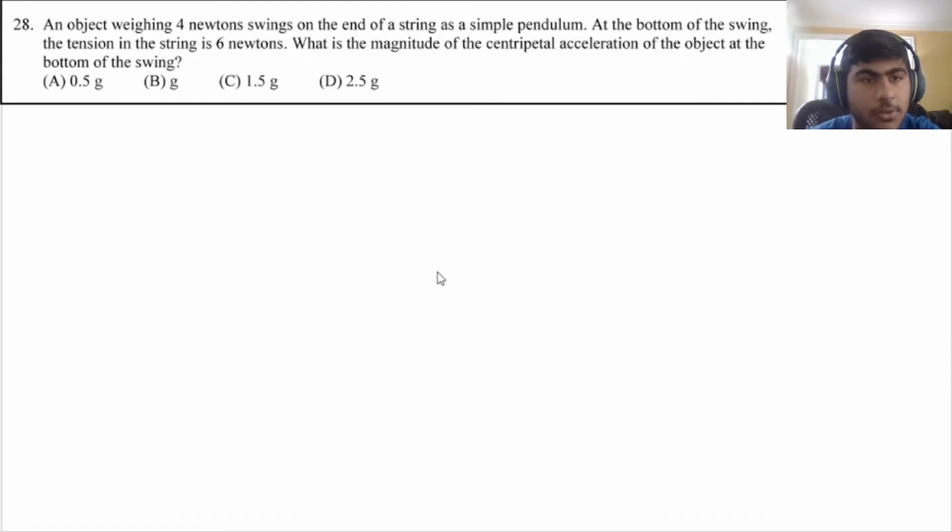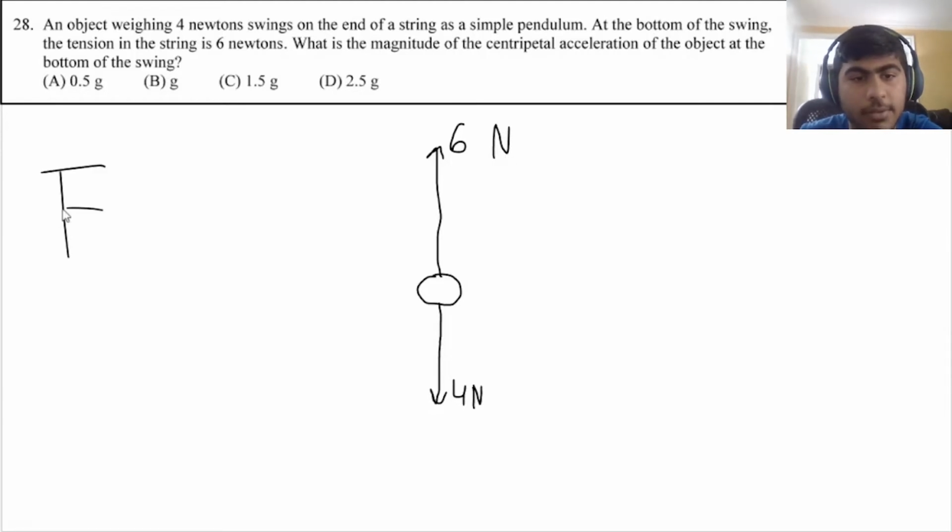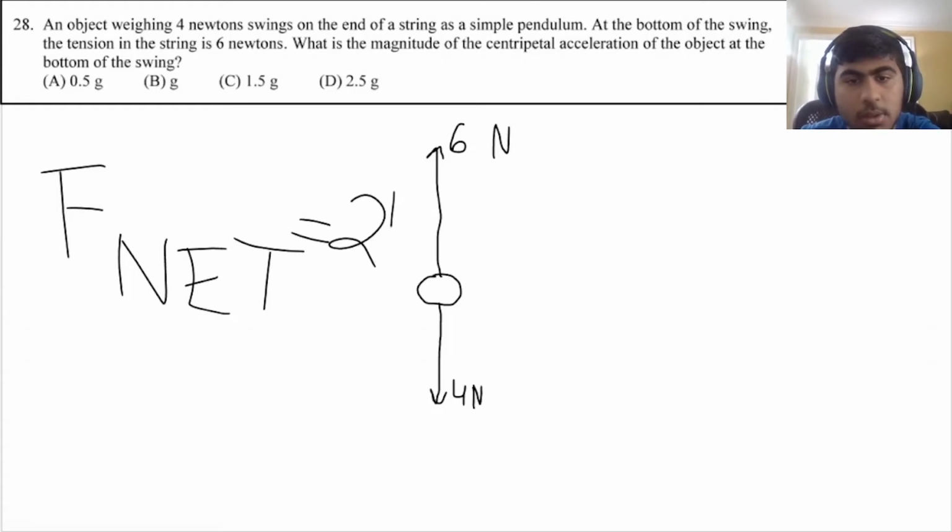And let's draw a free body diagram, right? You might have forgotten those after Unit 2, but let's do this. So we have 4 newtons pointing down. And our tension is 6 newtons. And since we're at the bottom of the swing, the tension is directed upwards. So we have 6 newtons pointing upwards, which means that our net force is 2 newtons. And that is our centripetal force.